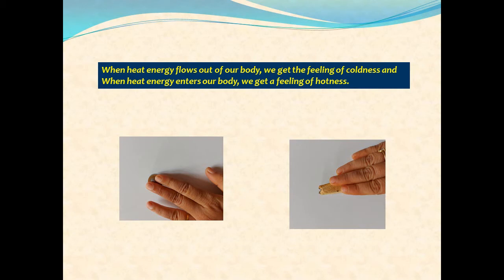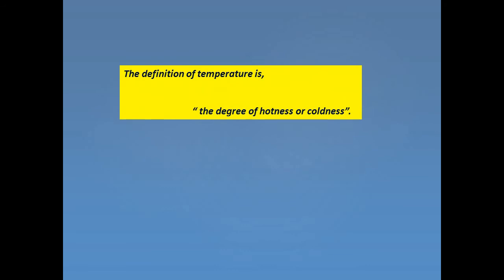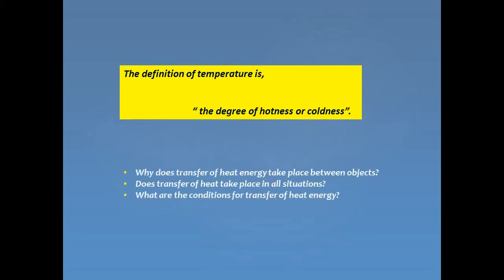So, more heat energy flows out of your body when you touch the metal piece as compared to the wooden piece. That is, the degree of coldness of the metal piece is greater than that of the wooden piece. The degree of hotness or coldness is called temperature. So, we can say that the metal piece is at a lower temperature as compared to the wooden piece when they are taken out of the fridge.